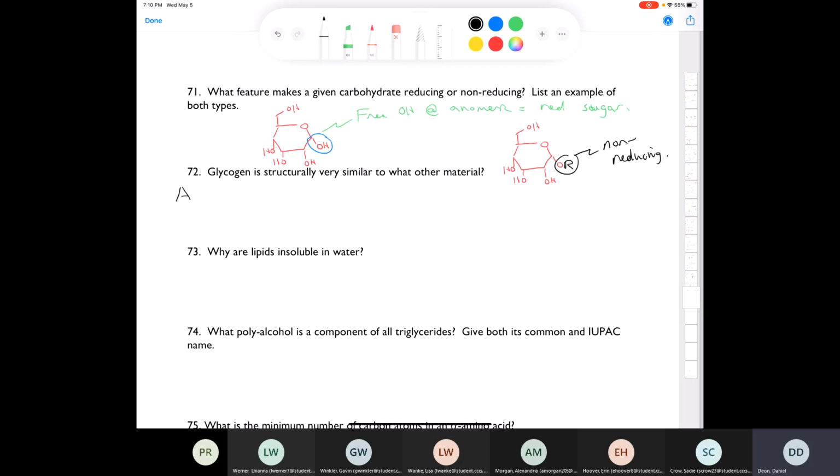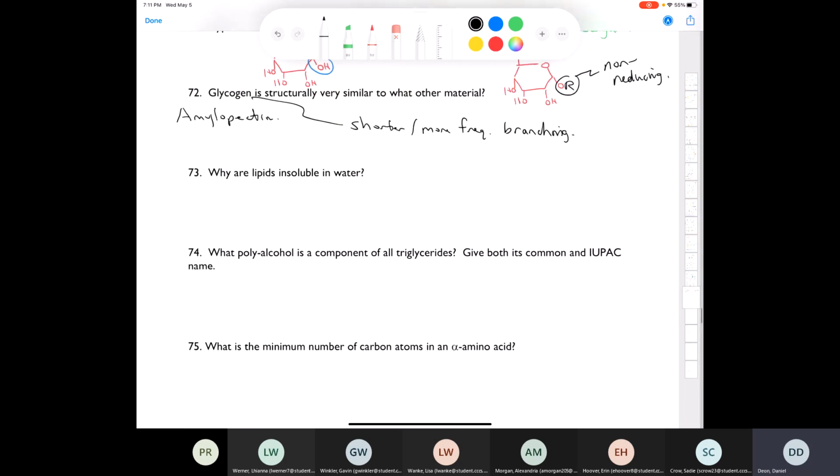Glycogen is very similar to what other material? It's very similar to amylopectin. What's the difference? Glycogen has shorter, more frequent branching, like that.